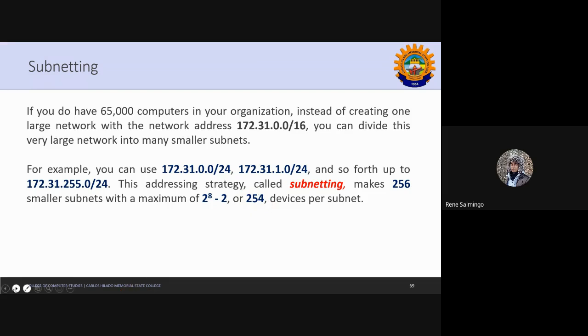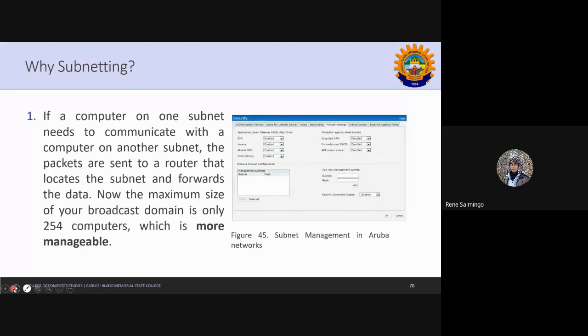And to understand why subnetting, if a computer on one subnet needs to communicate with a computer on another subnet, the packets are sent to a router that locates the subnet and forwards the data. Now, the maximum size of your broadcast domain is only 254 computers, which is more manageable. That's why in Class C, we only have 254 hosts that we could use. So this is basically used for local area networks.